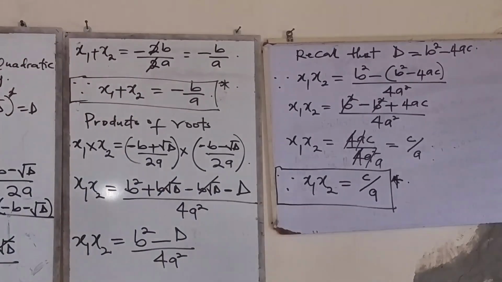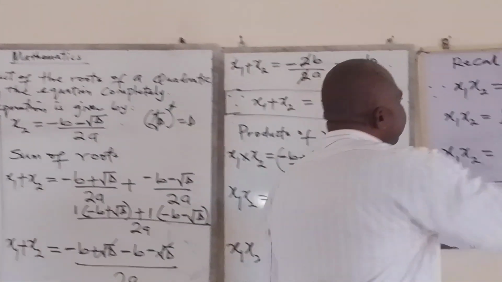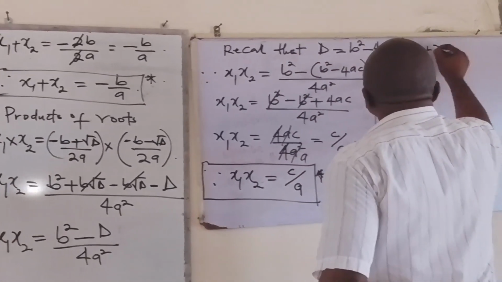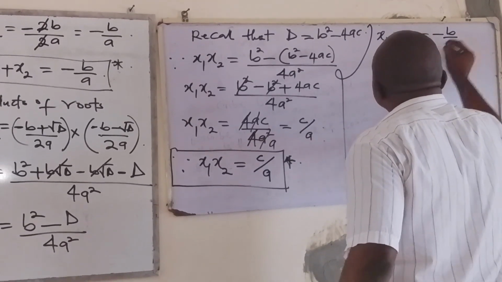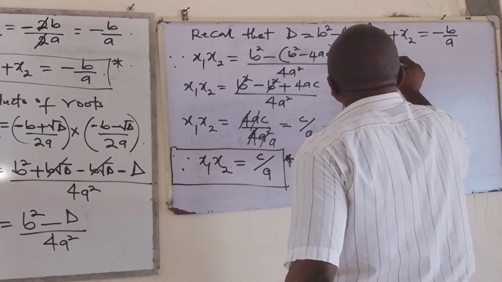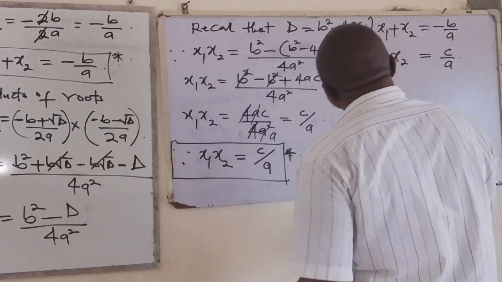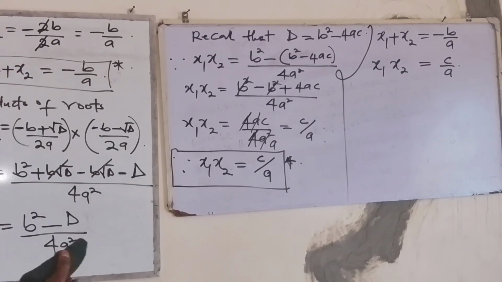So now we have seen the sum of roots and the product of roots. The sum of roots x1 plus x2 is equal to minus b all over a, and the product x1 x2 is equal to c all over a. So we are going to be using this to solve some quadratic functions.